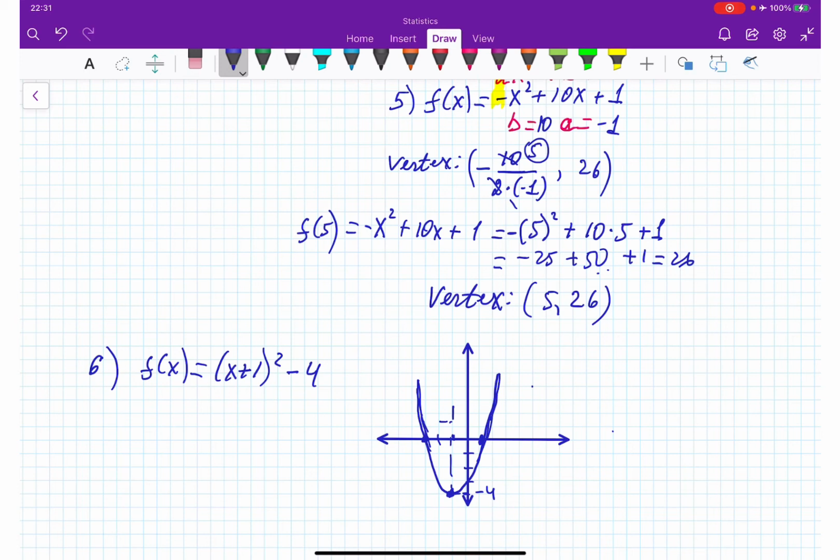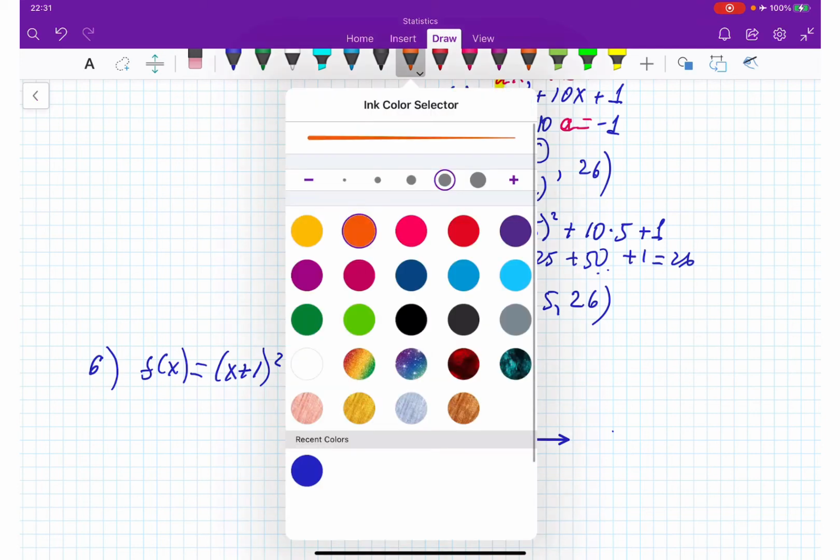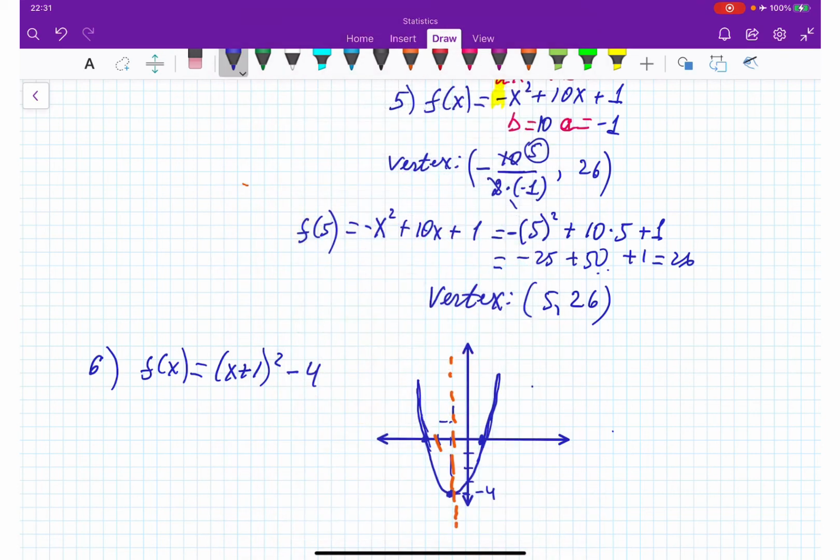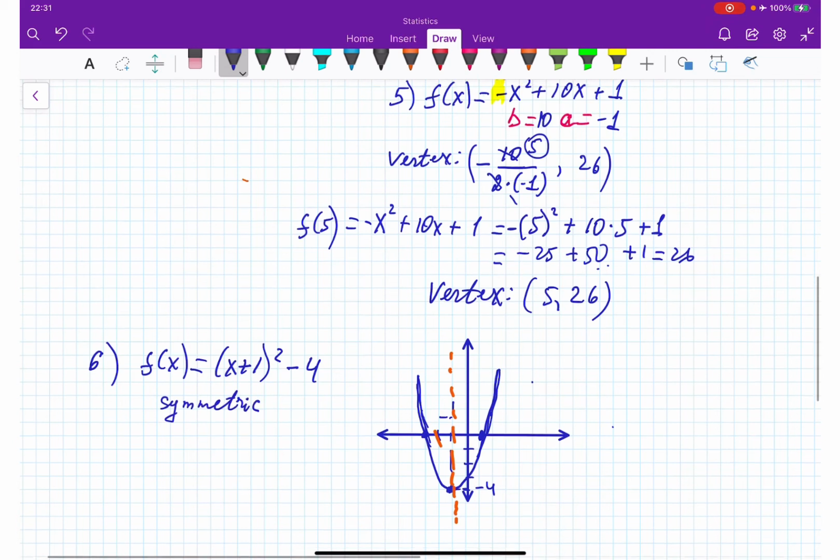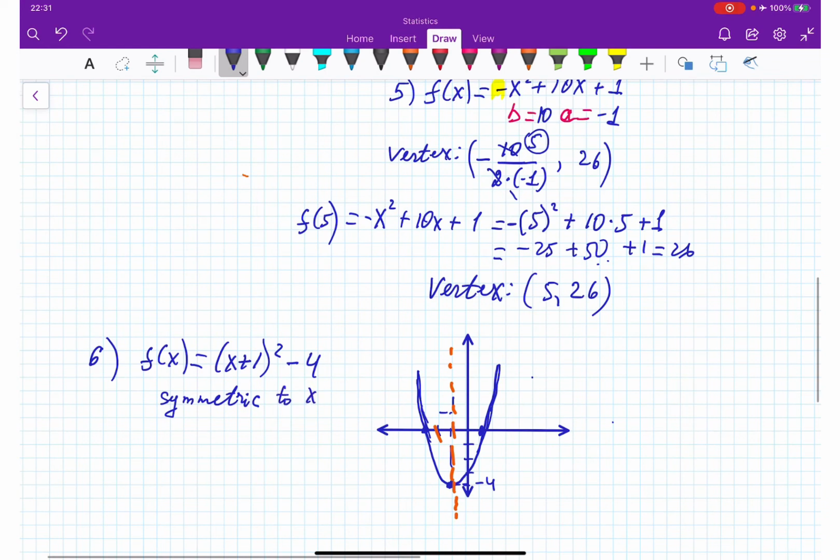So let's find out. This graph is symmetric to x equals negative 1, right? This is the symmetry. Use your imagination. It indeed has to be symmetric. Okay? Symmetric to x equals negative 1.